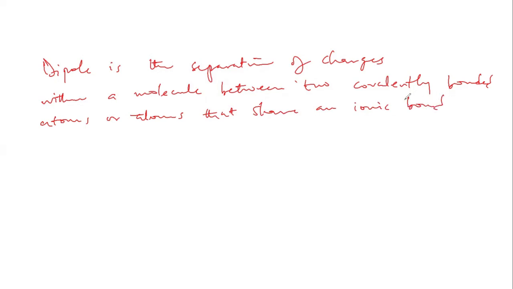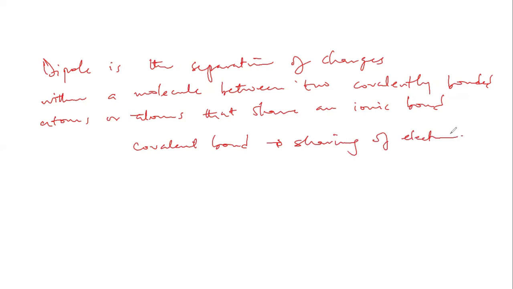Now, we already know what a covalent bond is. When we have two atoms sharing electrons, then we form a covalent bond. But should we have an atom donating electrons, then we have an ionic bond. So we know the covalent bond has to do with sharing of electrons.